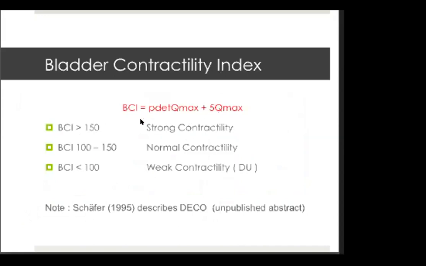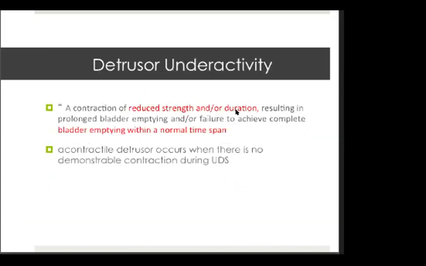If it is above 150, it means the patient has strong contractility. 100 to 150 is normal contractility. If it is below 100, weak contractility or detrusor underactivity. Detrusor underactivity is a contraction of reduced strength or duration, resulting in a prolonged bladder emptying or failure to achieve a complete bladder emptying within the normal time span.